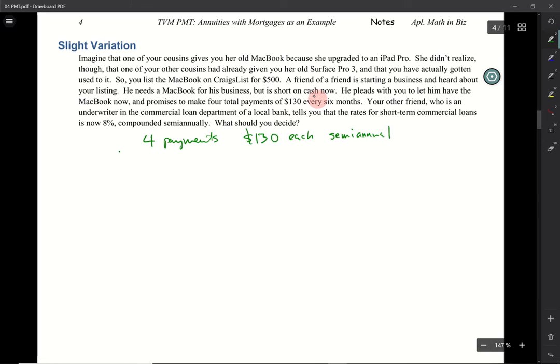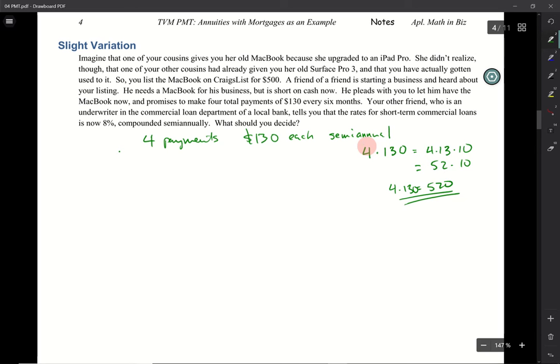So let's see, 4 times 130, right? We could think of that as 4 times 13 times 10. So 4 times 13, that would be like how many cards are there in a deck, 52, right? 52 cards in the deck times 10. So 4 times 130 is equal to 520.